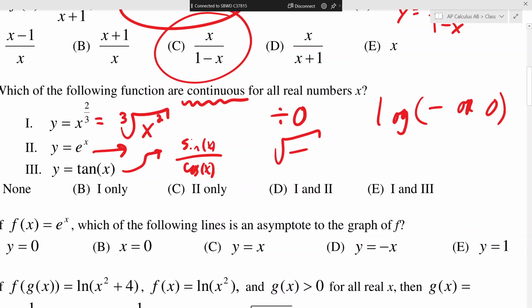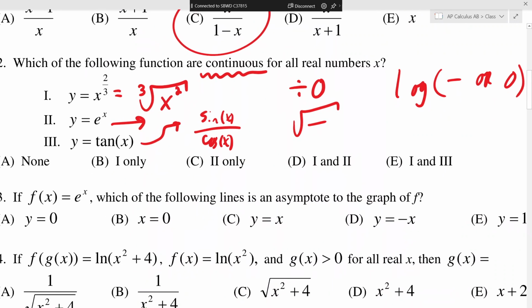If cosine is ever 0, which it is at pi over 2 and 3 pi over 2 and 5 pi over 2 and 7 pi over 2, right? That's going to make that undefined. So tangent is not continuous. All right? But 1 and 2 are, so that's the answer to that question.